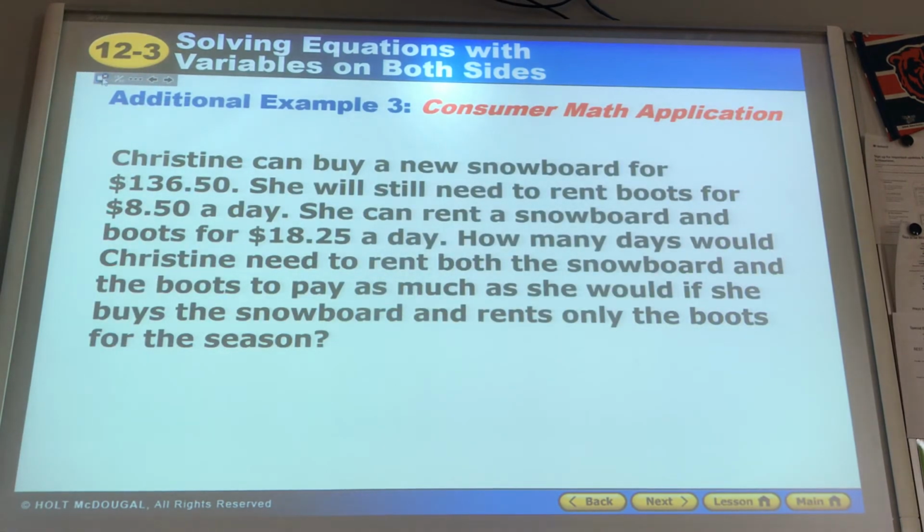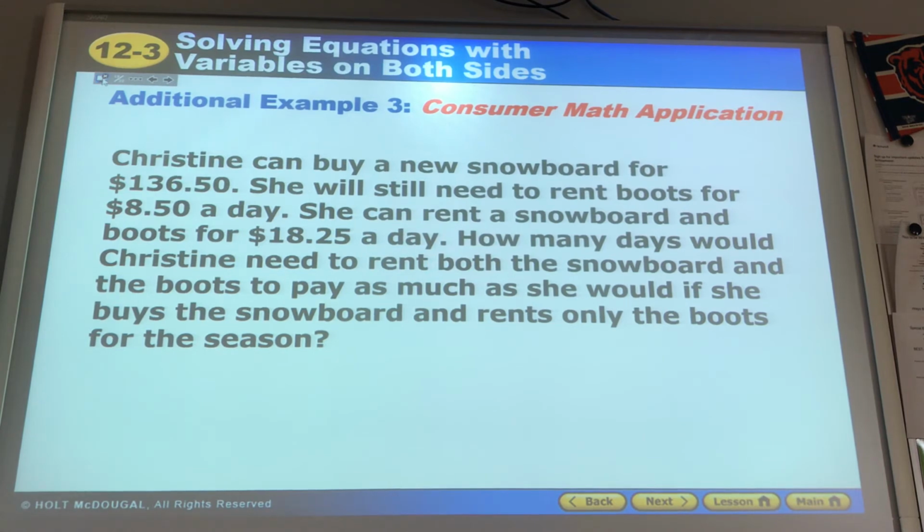Okay, now, Christine can buy a new snowboard for $136.50. She will need to rent boots for $8.50 a day. She can rent a snowboard and boots for $18.25 a day. How many days would Christine need to rent both the snowboard and the boots to pay as much as she would if she buys the snowboard and rents only the boots for the season?